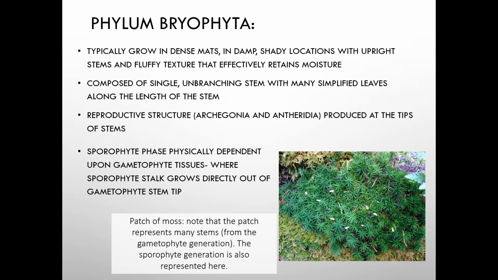The sporophyte phase of mosses is physically dependent upon gametophyte tissues, so the sporophyte stalk grows directly out of the stem of the female gametophyte. And if you notice this patch on the right here, it represents a collection of many stems, and these are the gametophyte generation, but there are tiny stalks with light colored caps on them, and that is the sporophyte generation growing out of each moss stem.